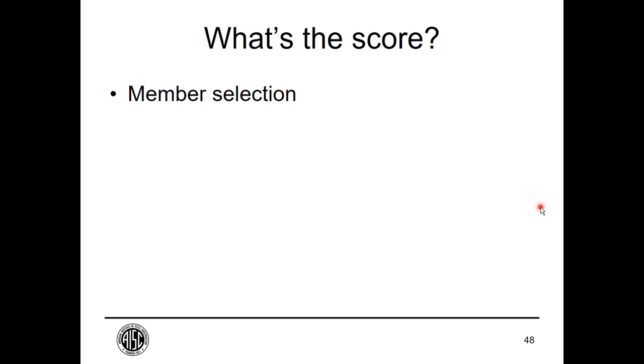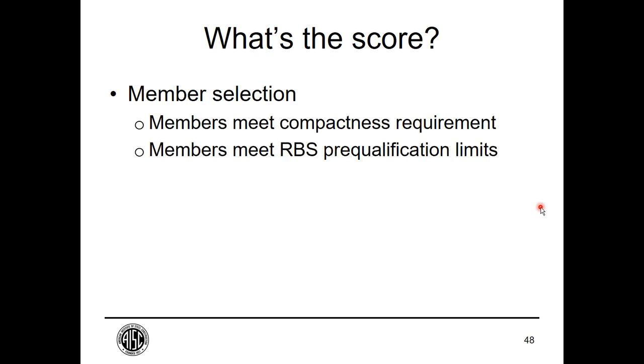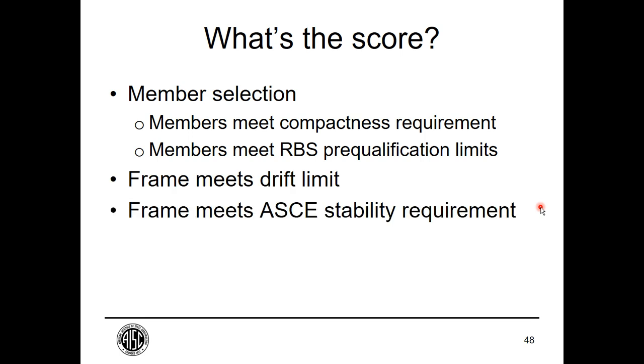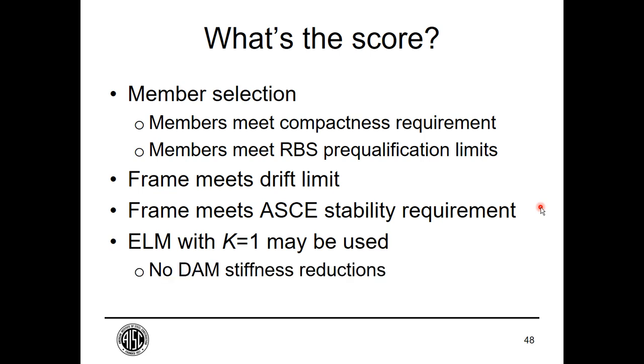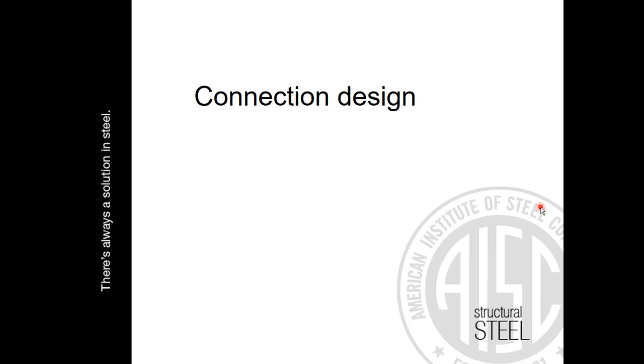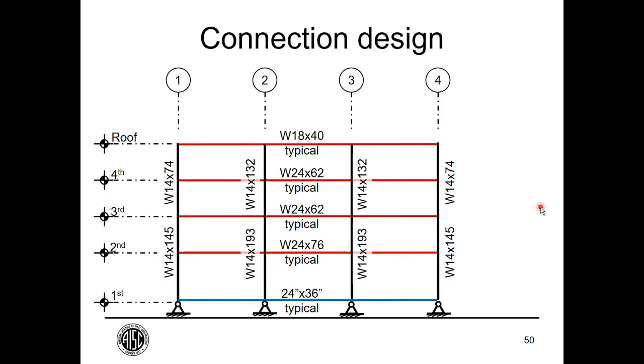Okay, so at this point, we've selected members that meet the compactness requirements. They meet the RBS limitations. We have a frame that meets the drift limit and the ASCE stability limit. And we can use a K of 1 for our strength design and don't need to worry about having to use the direct analysis method. So let's proceed to the connection design.